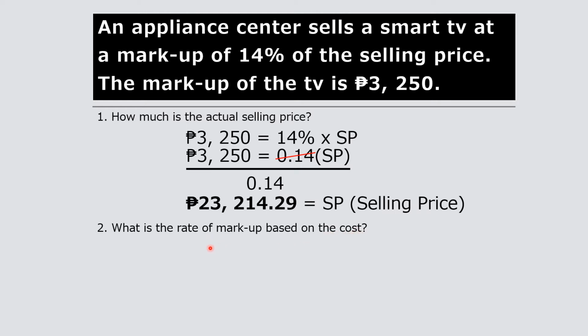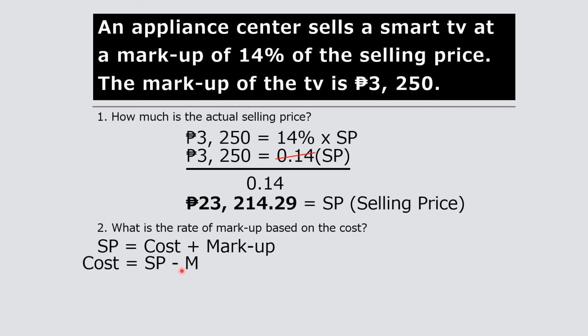So for us to know the markup based on the cost, we first solve for the value of the cost. For that, we will be using the formula which I already discussed in the previous video. That is SP, selling price, equals cost plus markup. By the additive property of equality, in order to solve for the cost, we transfer the markup to the other side of the equation. So our working formula would be cost is equal to selling price minus markup, capital letter M for markup.